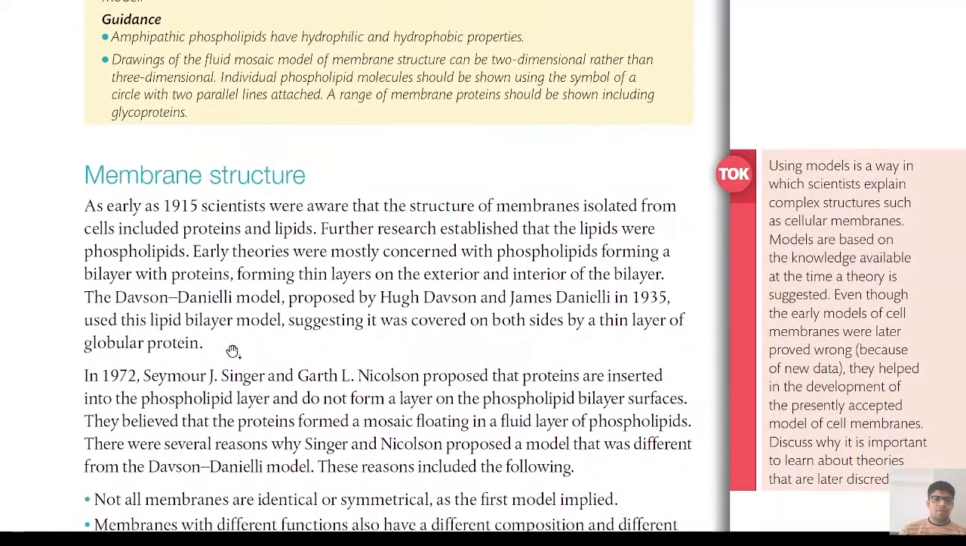In 1972, Seymour J. Singer and Garth Nicolson proposed that proteins are inserted into the phospholipid layer and do not form a layer on the phospholipid bilayer surfaces. They believed that the proteins formed a mosaic floating in a fluid layer of phospholipids. There were several reasons why Singer and Nicolson proposed a model that was different from the Davson-Danielli model. These reasons included the following things.